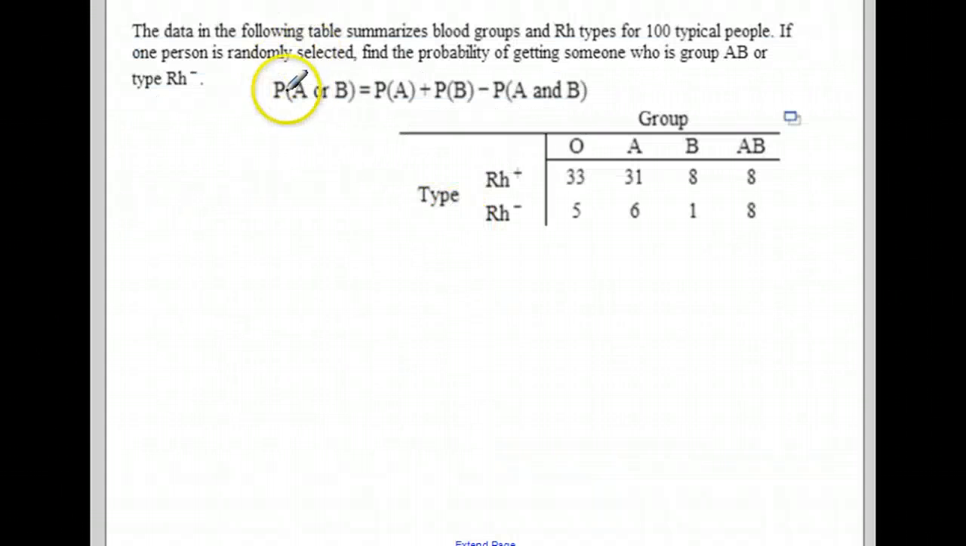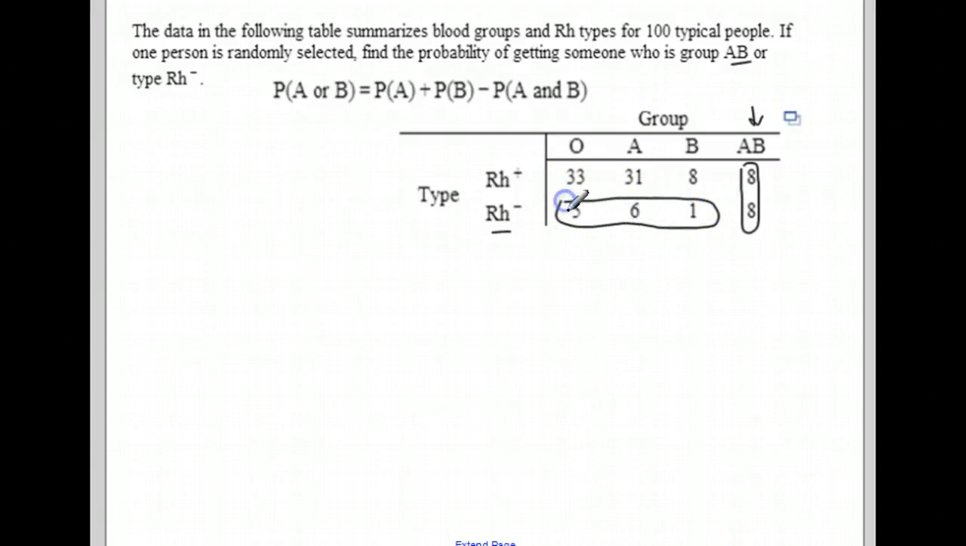Alright, last example, another OR probability. Find the probability in this table below of getting someone who is in group AB or type RH negative. Okay, one or the other. So again, there's 100 people, these add up to 100. So OR means you have to be in this row, or you have to be in this column. Well, this 8's already been accounted for, so instead of overcounting and putting the 8 in this row, I'm just going to add these additional numbers to it.